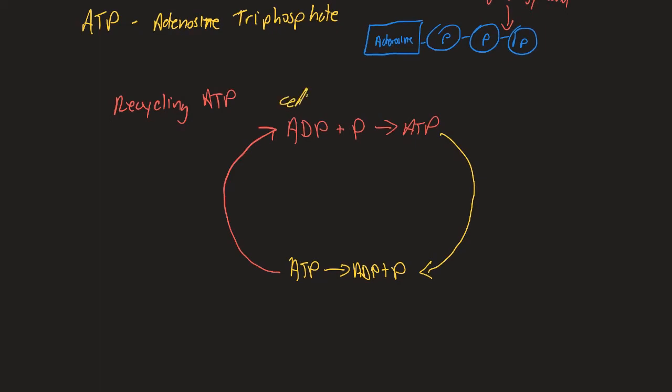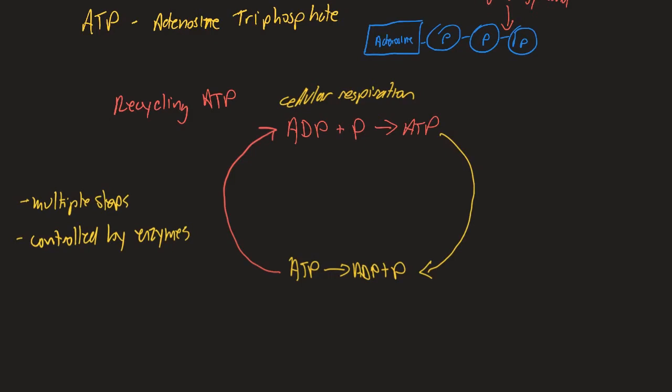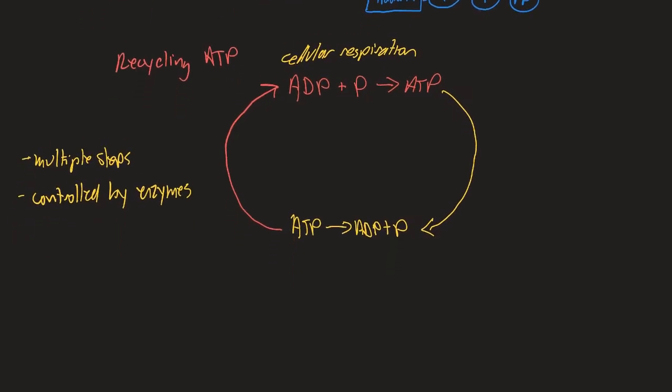So cellular respiration is all about harnessing the energy in glucose to form ATP. Now, in terms of cellular respiration, it's a multiple step process. Multiple steps, very, very complex, and it's controlled by enzymes. So when you think about it, we're actually burning glucose, but we're doing it in such a controlled manner that the body's not on fire.